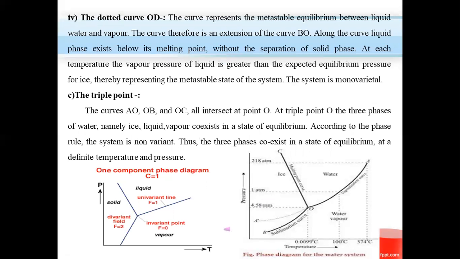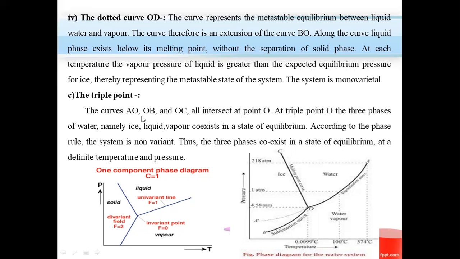So the dotted curve OD represents the metastable equilibrium between the liquid water and water vapor, the liquid phase and the vapor phase. The curve is, therefore, an extension of the curve OB. Along the curve, liquid phase exists below its melting point without the separation of solid phase. At each temperature, the vapor pressure of the liquid is greater than the expected equilibrium pressure for the ice, thereby representing the metastable state of the system. The system is a monovariant.